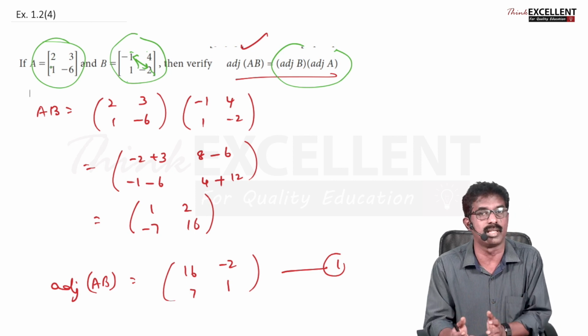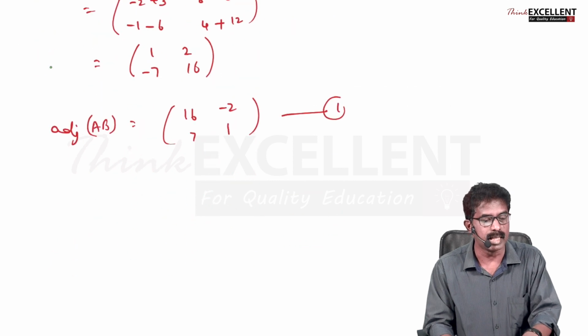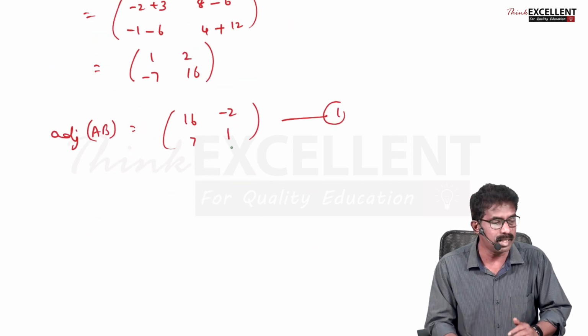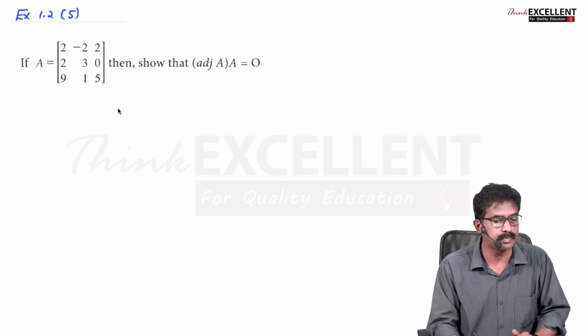Adjoint B into adjoint A. Matrix multiplication. That answer 2. Check whether both the answers are same. Look at the next question.